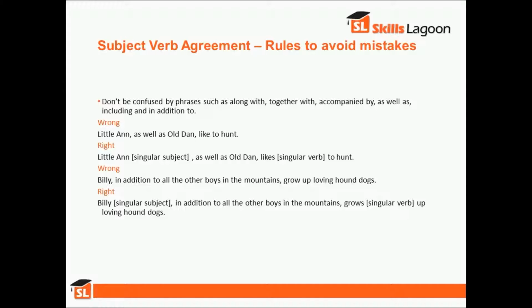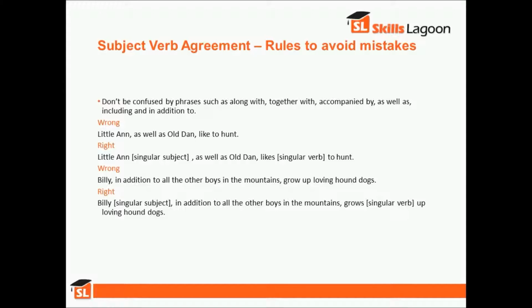The first example, Little Ann as well as Old Dan like to hunt. When you go with additive phrases, you have to look at the first subject, which is on the left hand side of the additive phrase. In this case, Little Ann is the subject. So Little Ann as well as Old Dan likes to hunt.